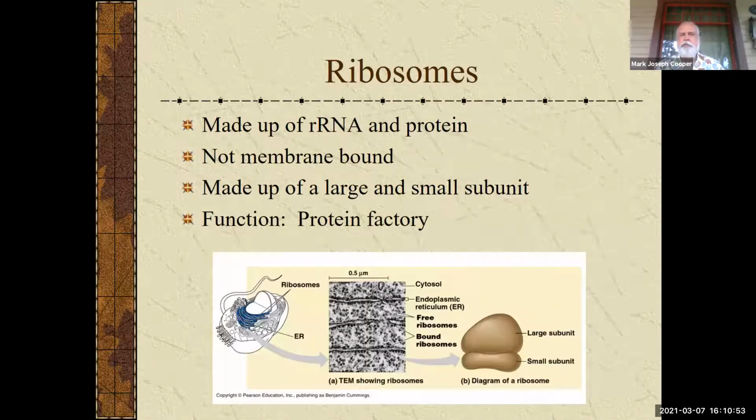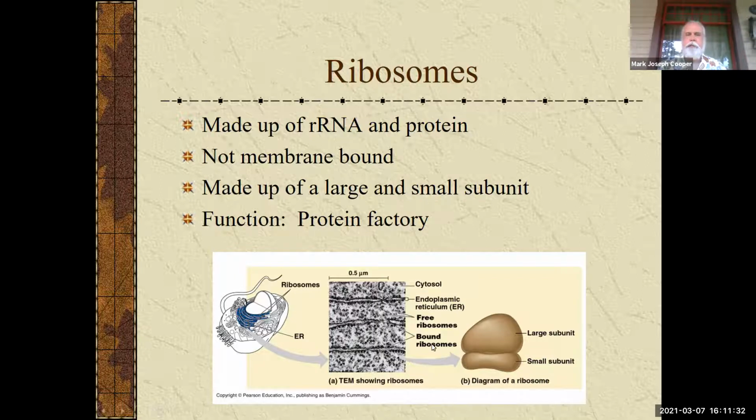The next one are ribosomes, and notice that I mentioned that prokaryotic cells do not have membrane-bound organelles. So what that tells you is prokaryotic cells have ribosomes. What you need to know is these do not have any membranes on the outside. They're made up of rRNA, which is ribosomal RNA, and protein, and are not membrane-bound. They have a large and a small subunit. They come together during protein synthesis. We'll talk about that a bit later for test number two. And they have one function, and that is to make proteins.